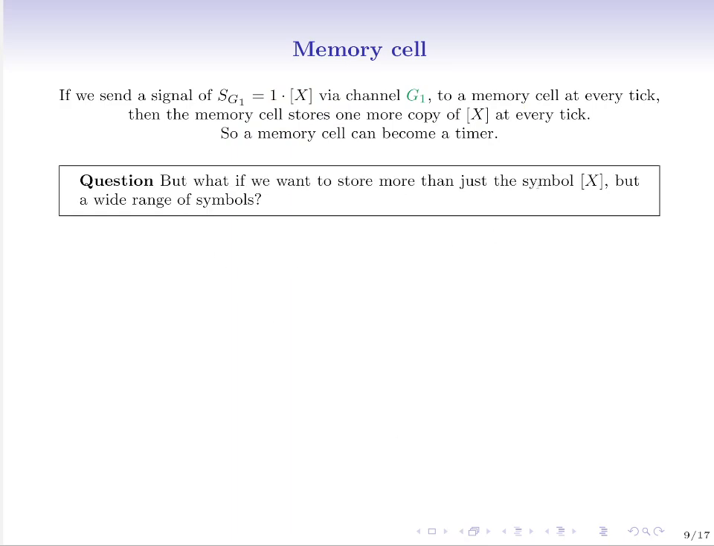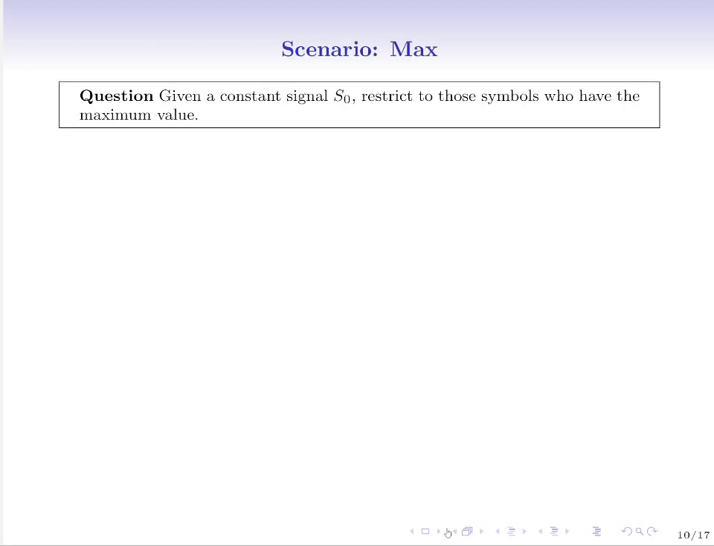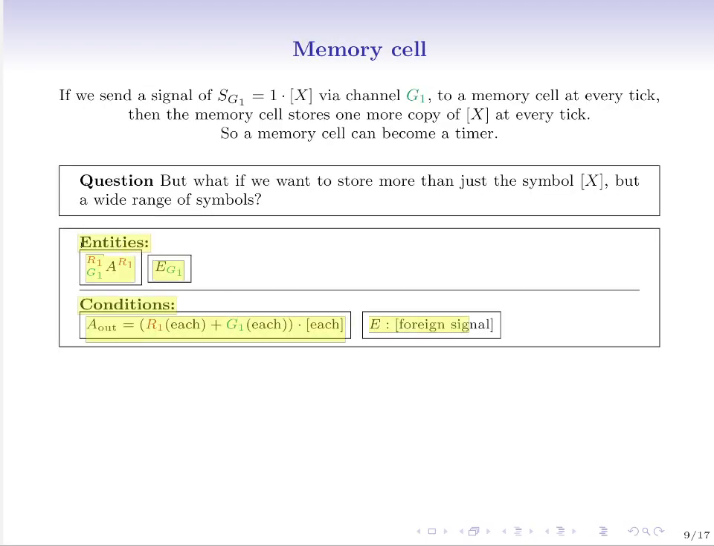Okay, but what if we want to remember more than just one symbol x, but a wide range of various different symbols? What you do is that instead of just taking the value of x, you just do the value of each, and then it remembers everything. So I think I have illustrated how to use my schematic to figure out what happens in a circuit network.